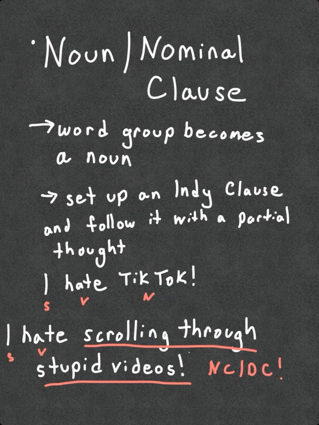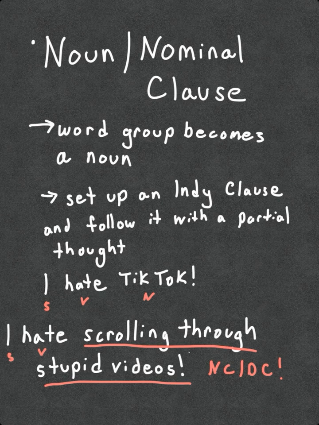The subject-verb combination in English is so strong that you can put pretty much whatever you want after it, and the nonsense that comes afterwards can make sense because of that subject-verb, that independent clause that sets things up. I hate scrolling through stupid videos. In this case, scrolling through stupid videos is a noun or a nominal clause. It's a noun in itself. Subject, verb, noun. I hate scrolling through stupid videos.